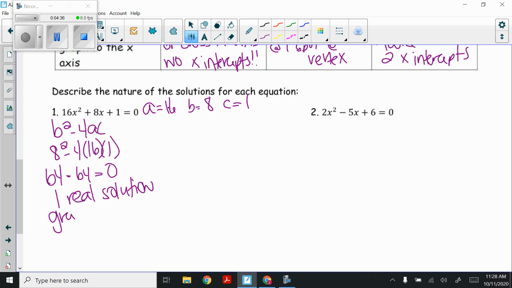So this means that this equation would have one real solution, and that the graph touches the x-axis once at the vertex.